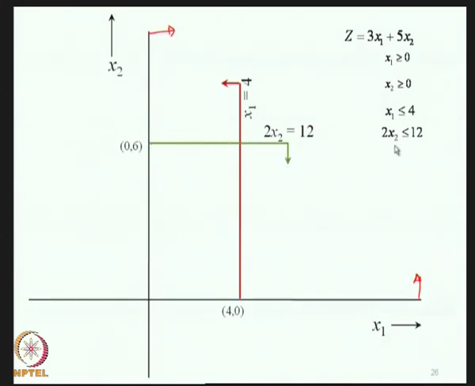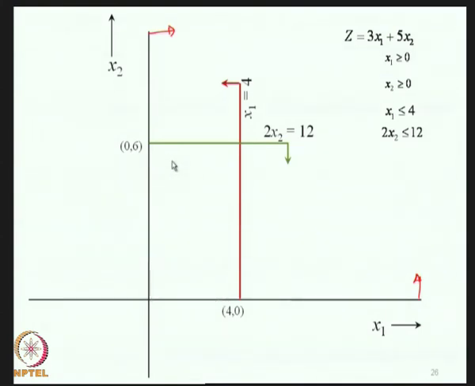Just look at what happened. The moment I considered these two conditions, I have defined a region here. In this region, both these conditions are satisfied. Any point outside of this region, at least one of the conditions is violated. Therefore, that becomes an infeasible point. So, by drawing these two constraints, I have identified a region in which these two conditions along with the non-negativity conditions are satisfied.